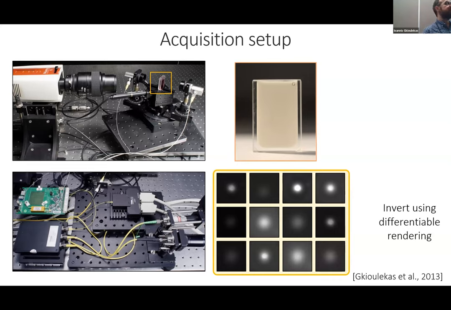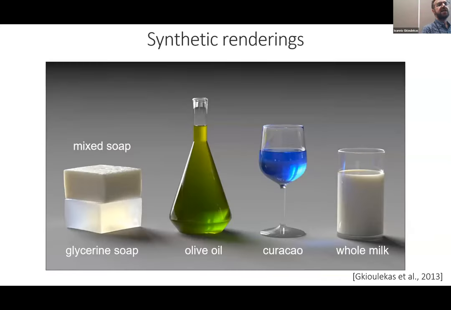And if we do that, we'll recover a set of optical parameters that actually make it possible for us to very accurately reproduce the appearance of these materials. So for example, we had scanned different types of soap, olive oil, blue curacao, a non-alcoholic version of blue curacao, whole milk, and so on.